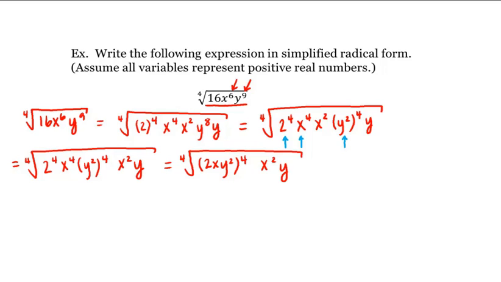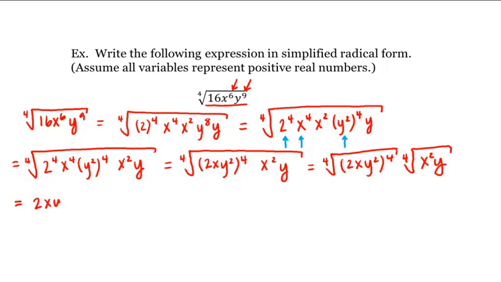Again, by properties of exponents, this is equal to the fourth root of 2xy squared to the fourth, and then times the fourth root of x squared y. And now the fourth root of 2xy squared to the fourth is 2xy squared. And then we still have this fourth root of x squared times y. So the question is, are we done? And we're not, because 2 and 4 have a common factor other than 1.